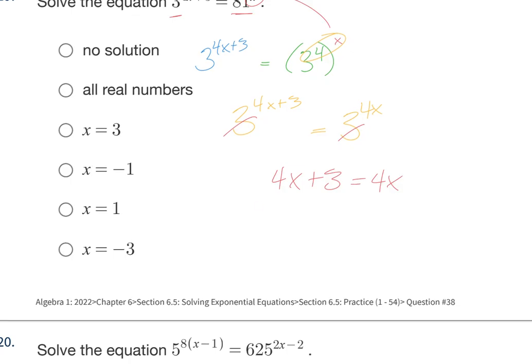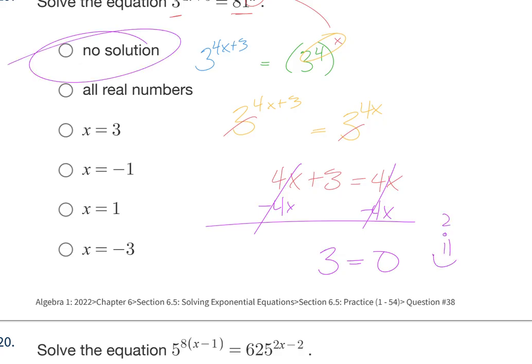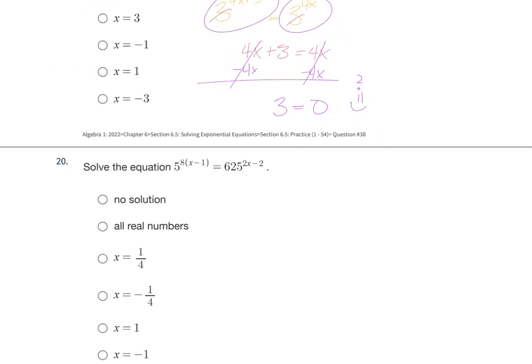What's going to happen here is you subtract 4x, and those cancel, giving you 3 equals 0. There's no solution. They are essentially parallel, right? This one is just moved to the left 3 from that one. So that is no solution.